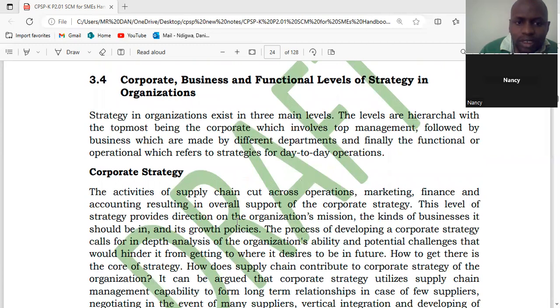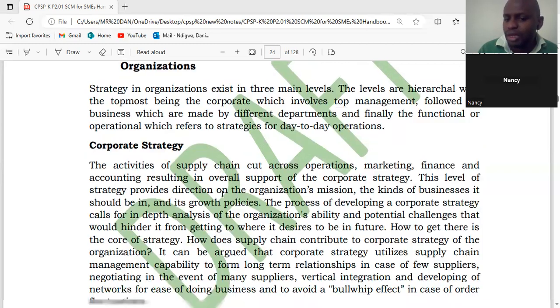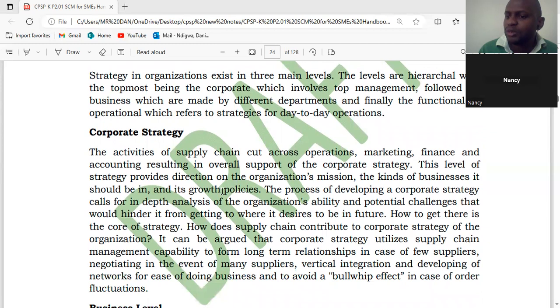Then let's look at the different levels of strategy in organization. And remember, we talked about the hierarchy of the business levels, where the first level is the corporate level. The corporate level is normally at the top of the hierarchy or the pyramid, where their main focus is to come up with policies that will help to drive the company in the long term. The other name for corporate level is top management, or sometimes we talk about the strategic level.